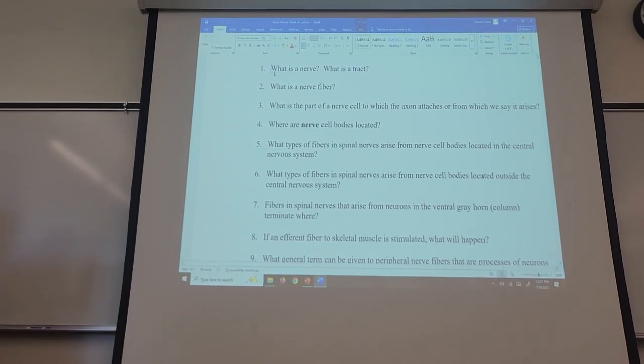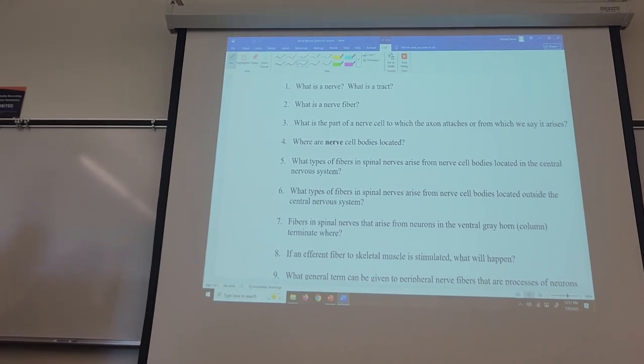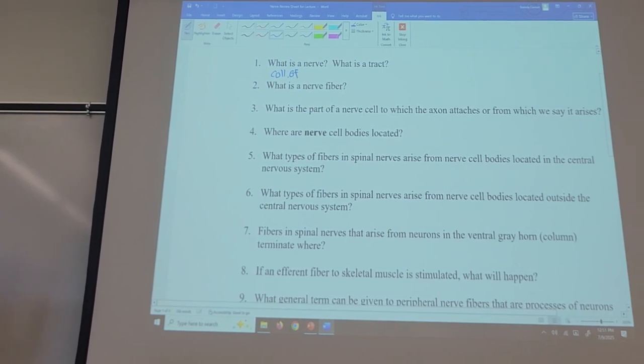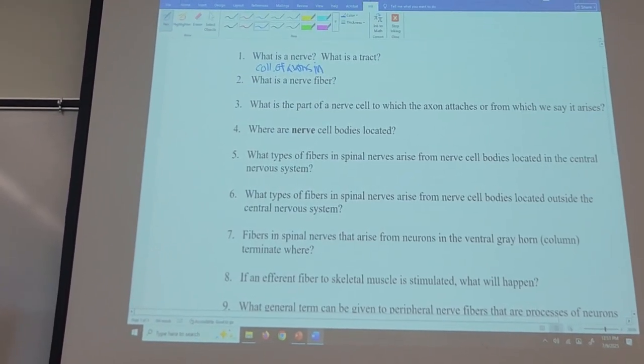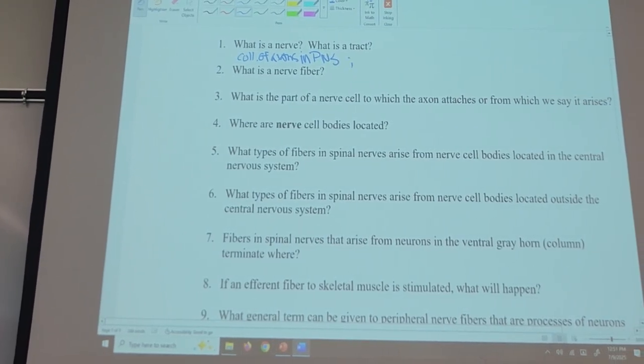PNS. Okay, so it's a collection of axons in the PNS. Let me see if this thing is gonna let me write. So, yes, it's a collection of axons in the PNS. Okay, what's a tract?